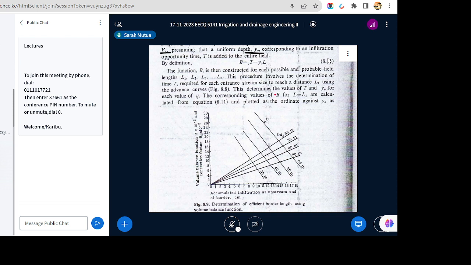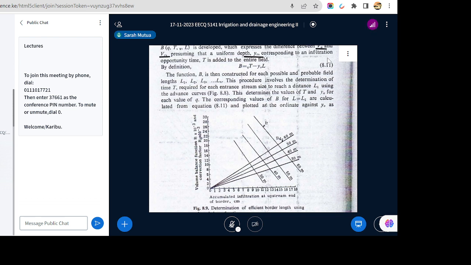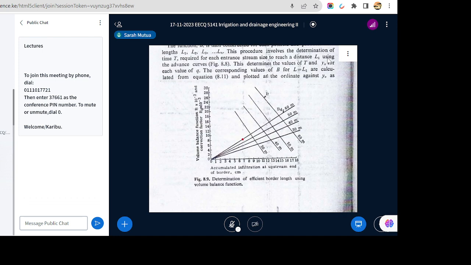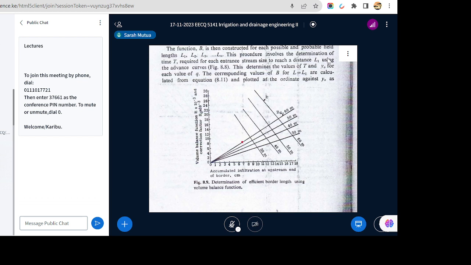So what you do is construct the function B for each possible and probable field length. For example, for 60 meters, for 50 meters, for 40 meters, for 30 meters, and what have you. And this is a volume balance function calculated from this. And in the horizontal axis, you have an accumulated infiltration at the upstream end of the border in centimeters. Basically, this is the D naught.